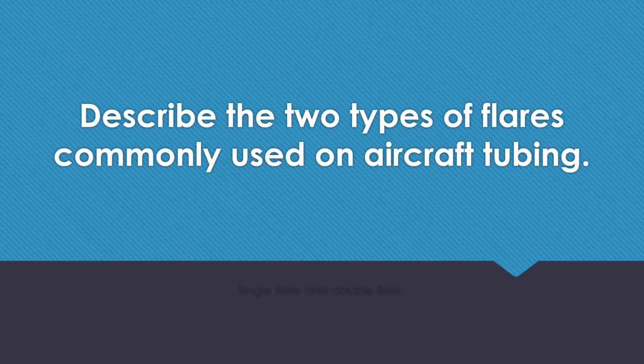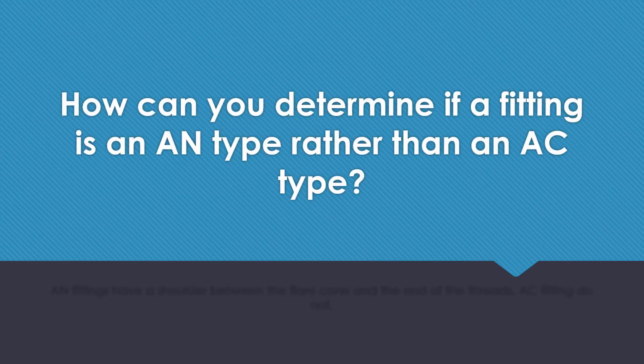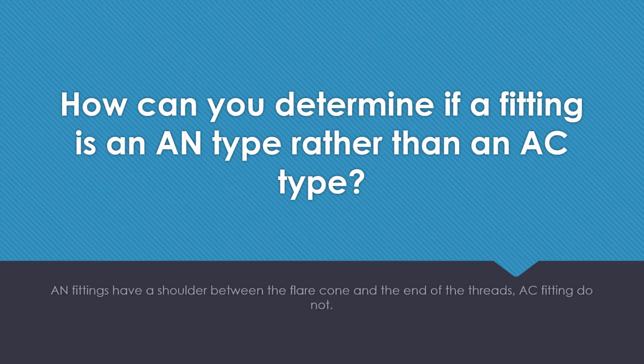Describe the two types of flares commonly used in aircraft tubing. Single flare and double flare. How can you determine if a fitting is an AN type rather than an AC type? AN fittings have a shoulder between the flare cone and the end of the threads. AC fittings do not.